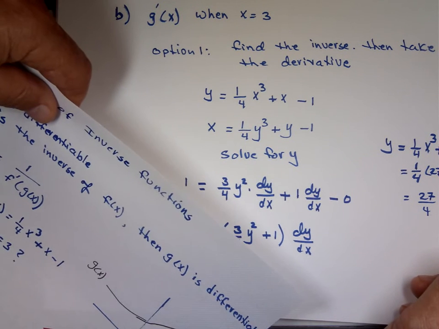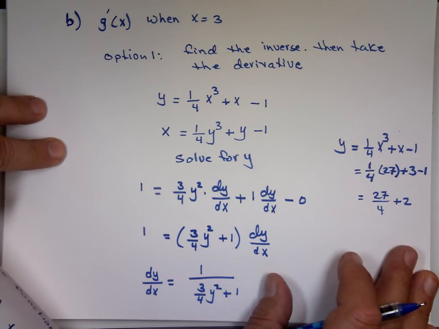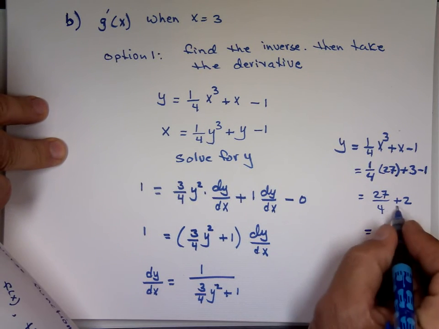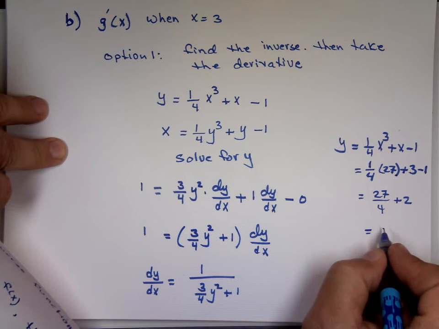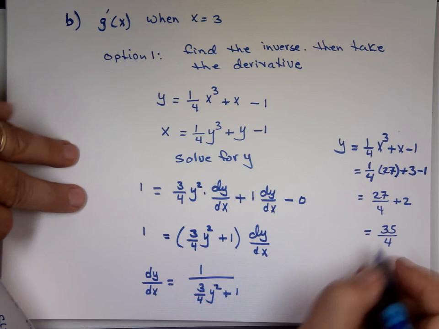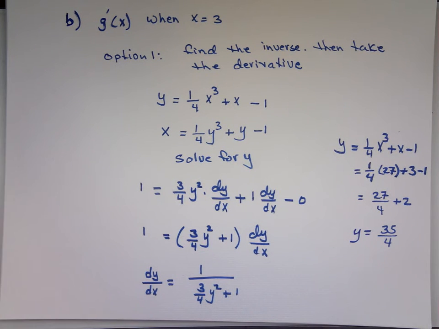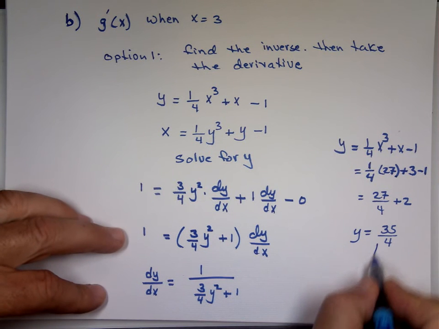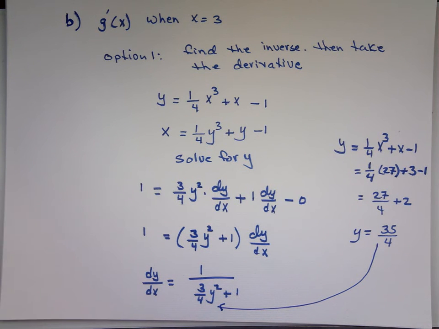I'll let Matthew do it. That's 8 over 4. 27 plus 8 is what? 35 over 4? Then I gotta come back and plug it in. Take that number and plug it in, square it and plug it in, and see what that number is gonna equal to. And that's your derivative. You can see that's why I don't like this method.